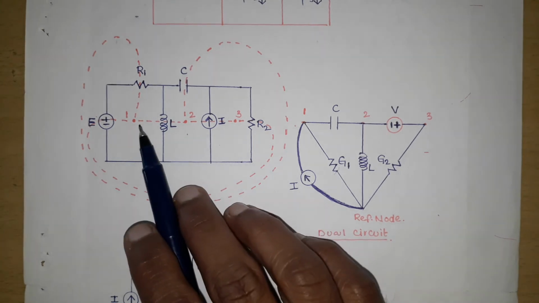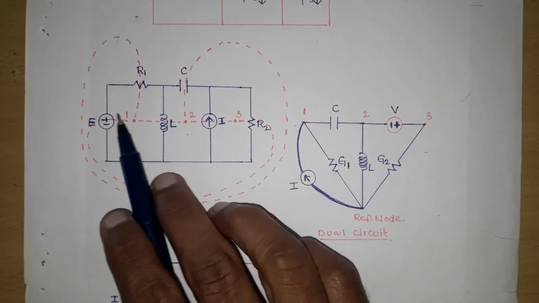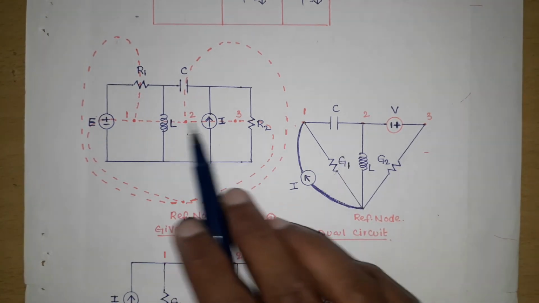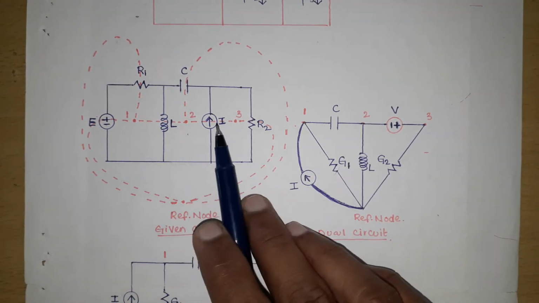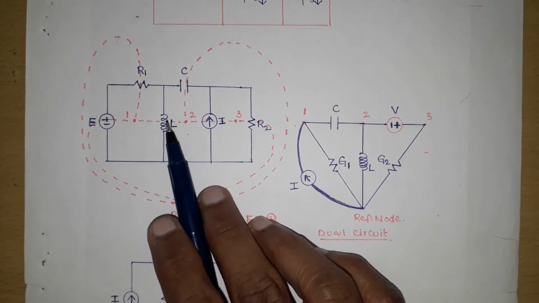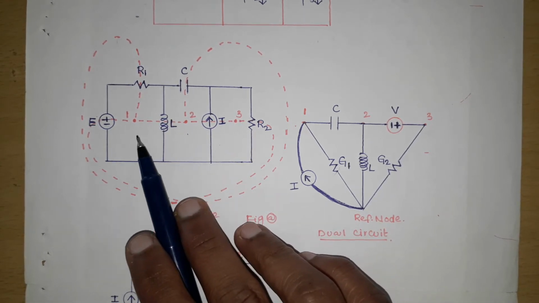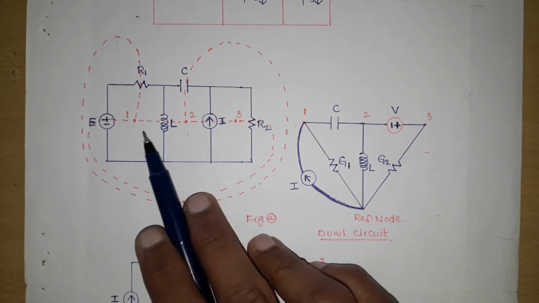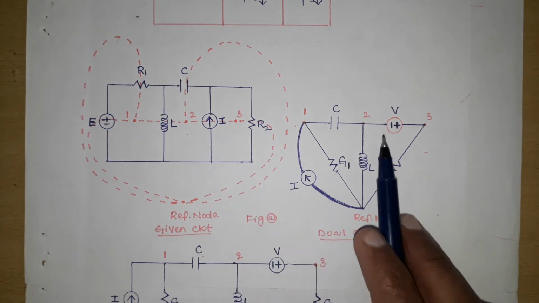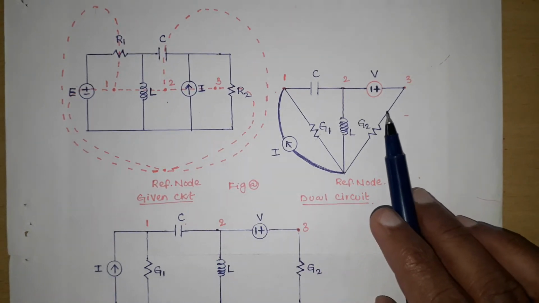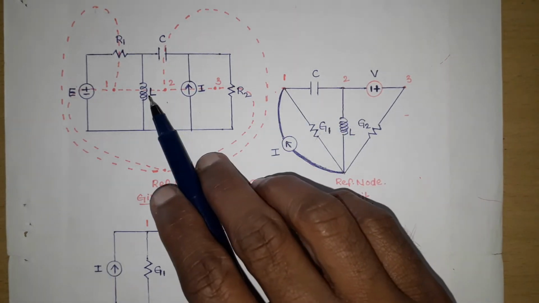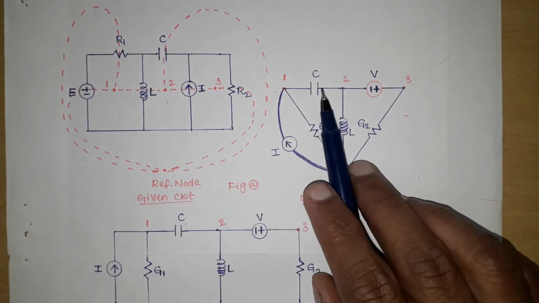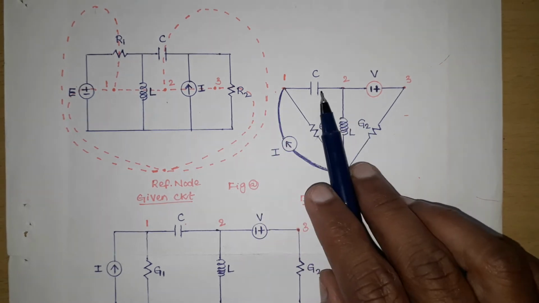Now, connect this. First, we have to fill the mutual elements, so elements which are connected in between the meshes. So inductor L is common to mesh 1 as well as mesh 2. So join these two dots 1 and 2 through the inductor. And in the space provided for the dual circuit, connect the dual element, that is a capacitor, in between first node and second node.